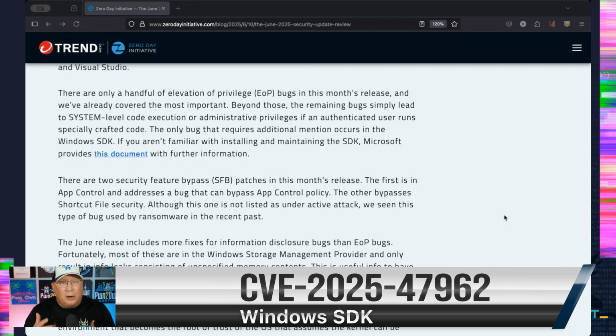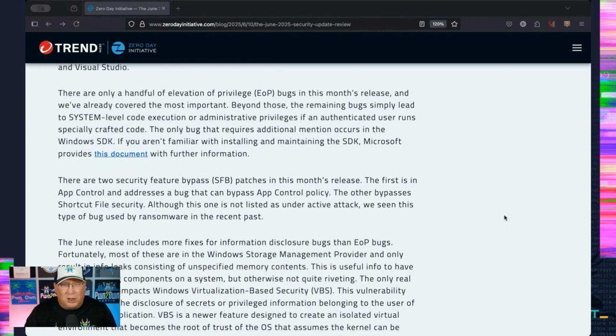There is one thing you're going to have to do a little bit extra if you're running the Windows SDK. Microsoft has a document that recommends essentially the care and feeding of the SDK, so you need to look at that for further information. That's one of the two bugs where you need to go beyond just patching.